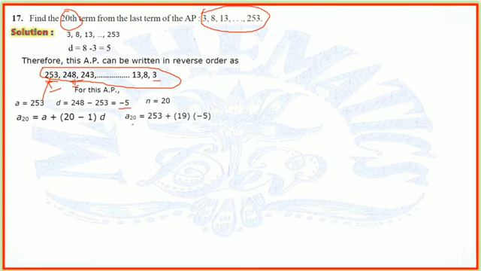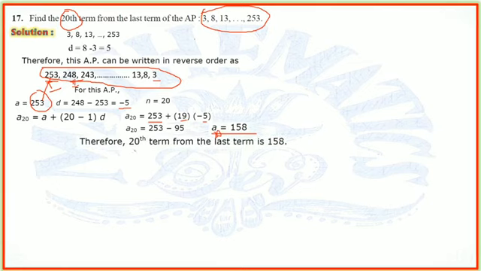So A20 is equal to A plus n minus 1 into D, which is A20 equal to the first term 253 plus 20 minus 1, that is 19, into D, minus 5. That is 253 minus 95, which is equal to 158. So A20 is 158. Therefore the 20th term from the last term is 158. This is our final solution.